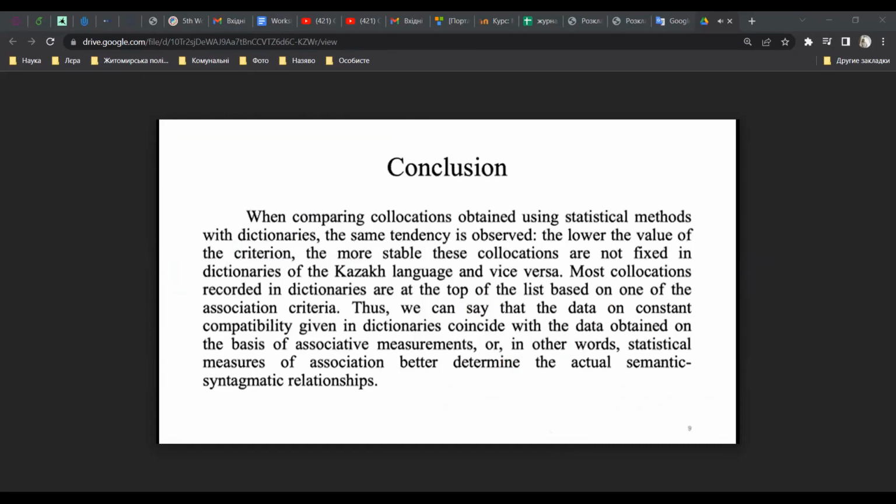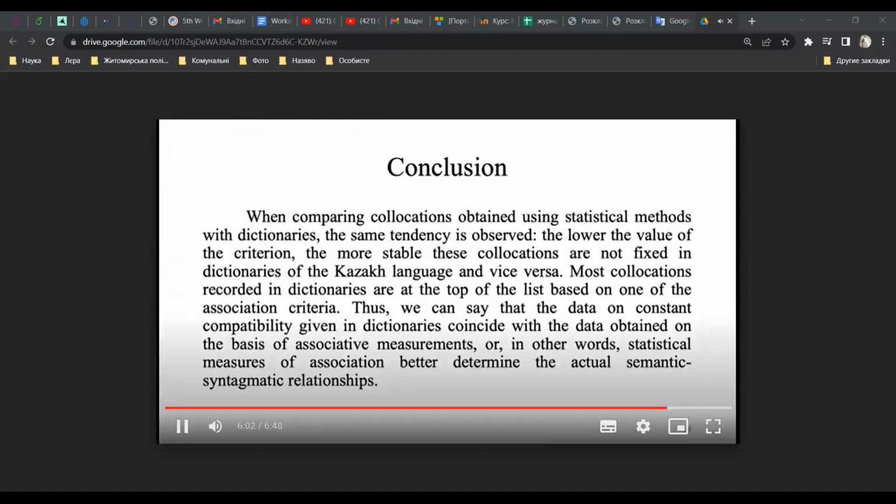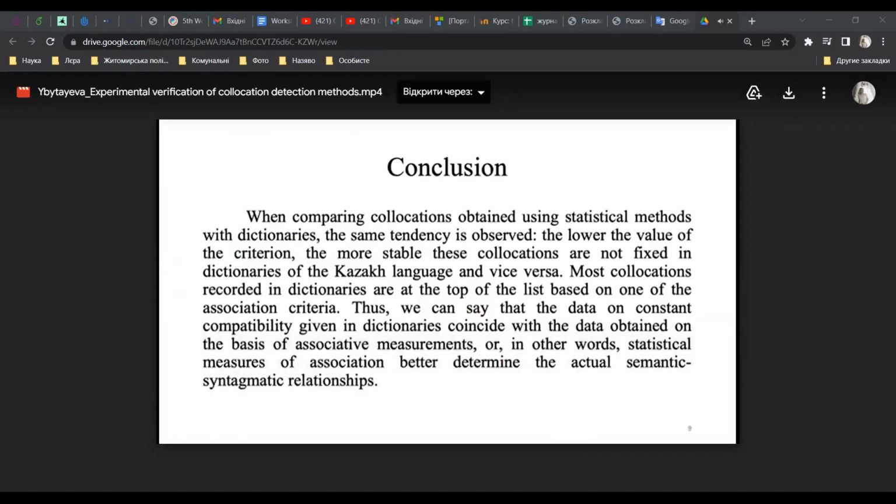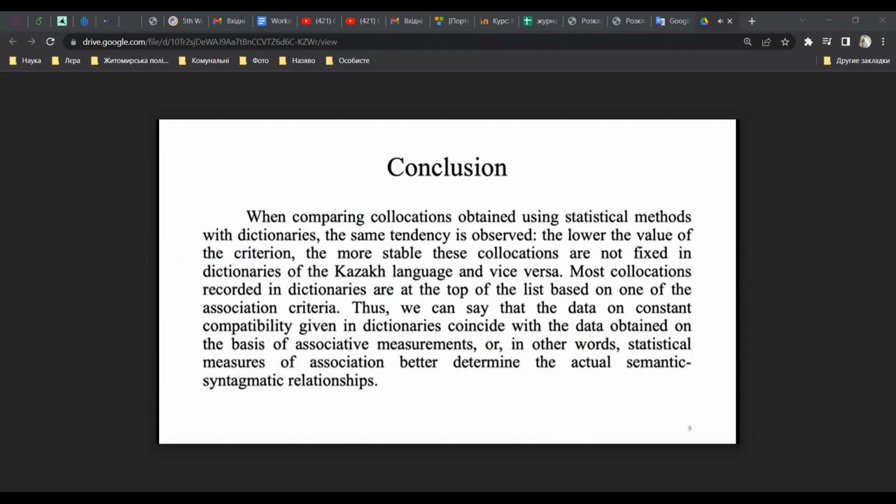In conclusion, I would like to say the following. When comparing collocations obtained using statistical methods with dictionaries, the same tendency is observed. The lower the value of the criterion, the less likely these collocations are to be fixed in dictionaries of the Kazakh language, and vice versa. Most collocations recorded in dictionaries are at the top of the list based on one of the association criteria.